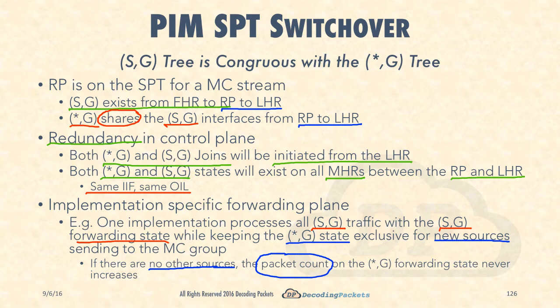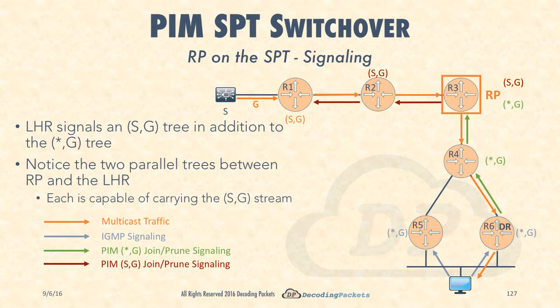The troubleshooting would always involve the control plane, and that's where you would find these parallel trees that exist between the RP and the LHR. So signaling wise, when the RP is on the SPT, for the meanwhile, I've just taken R7 completely out. There's just a single tree or single set of links that exist between R1 and R6.